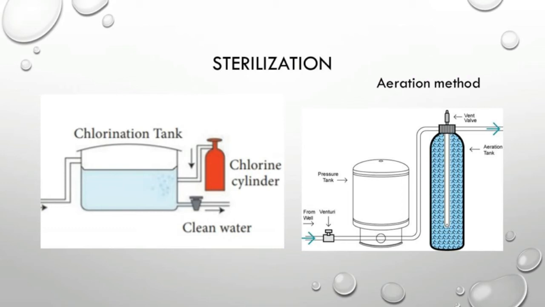Ozonization is a process in which water is treated with ozone gas to kill the germs present in it. The sterilization of water can also be done by exposing it to air and sunlight. Oxygen from the air and sunlight destroy the germs present in water. Aeration is a process in which air under pressure is blown into filtered water and this helps to kill the germs.